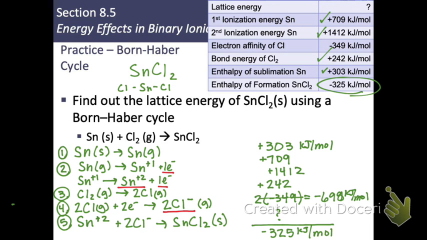So I'm going to add all of these up, plus question mark or plus x or whatever you want to call it, equals negative 325. And I'm going to solve for what that lattice energy is. Does the algebra part of that make sense? Yeah. We're just solving for that x, basically.